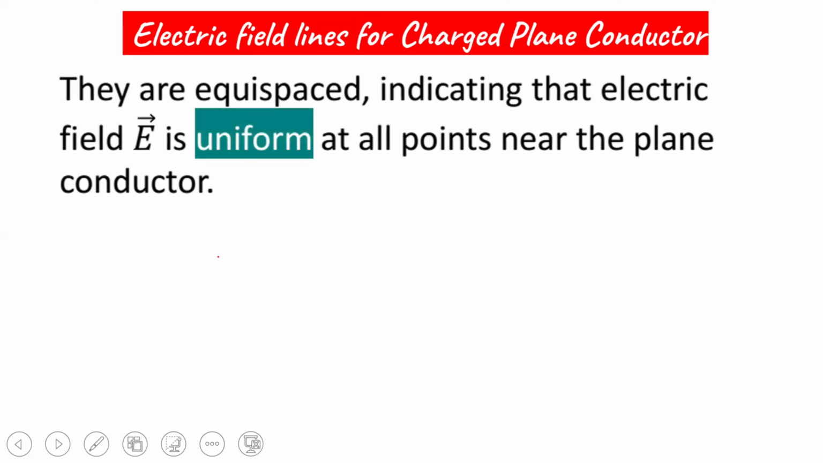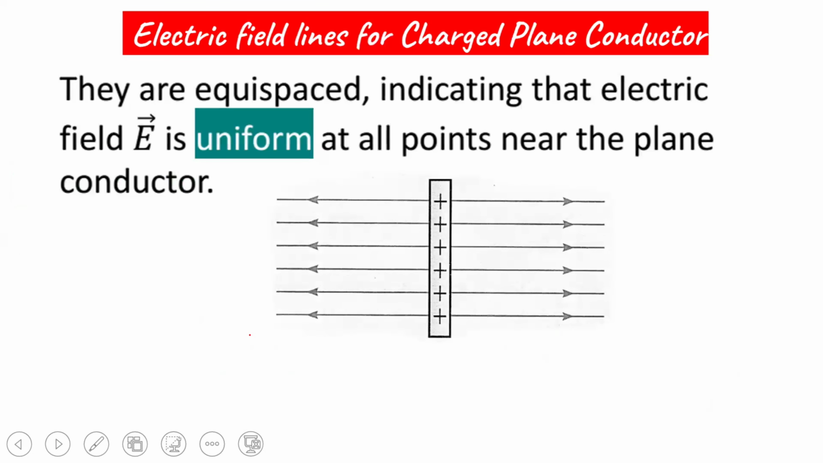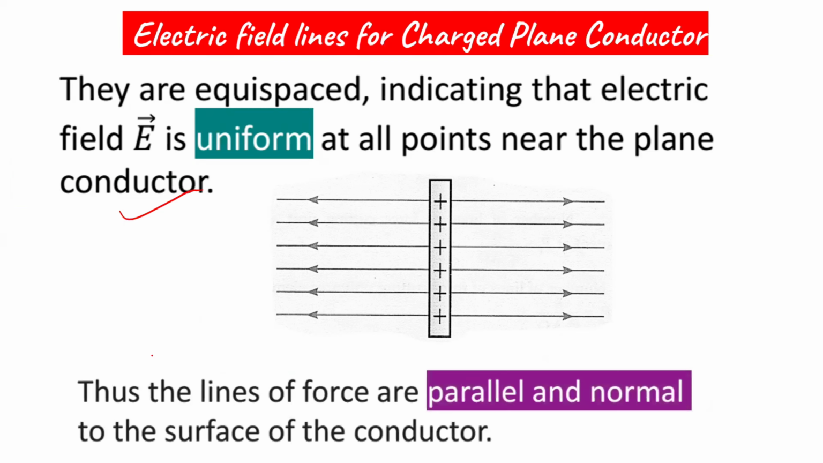Again, electric field lines for a charged parallel conductor. They are equispaced, indicating that the electric field E is uniform at all points near the plane conductor, as you can see in this diagram. Thus, the lines of force are parallel and normal to the surface of the conductor.